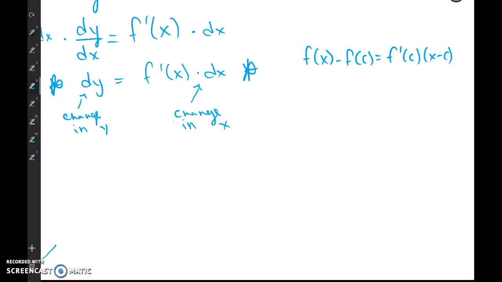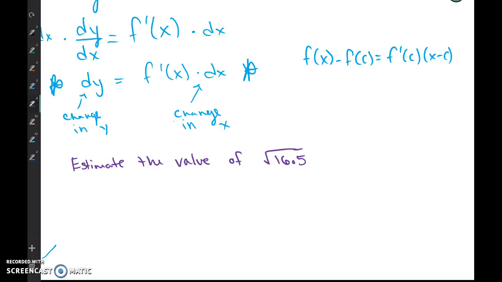Alright, so let's say we have this prompt. It says, estimate the value of the square root of 16.5. Alright, so differentials are important here because right off the top of our head we can't say what the square root of 16.5 is. So if we use differentials we can find an estimate.